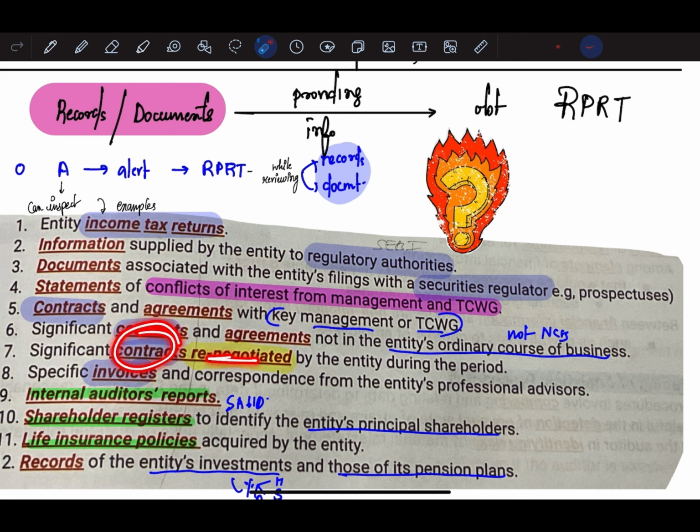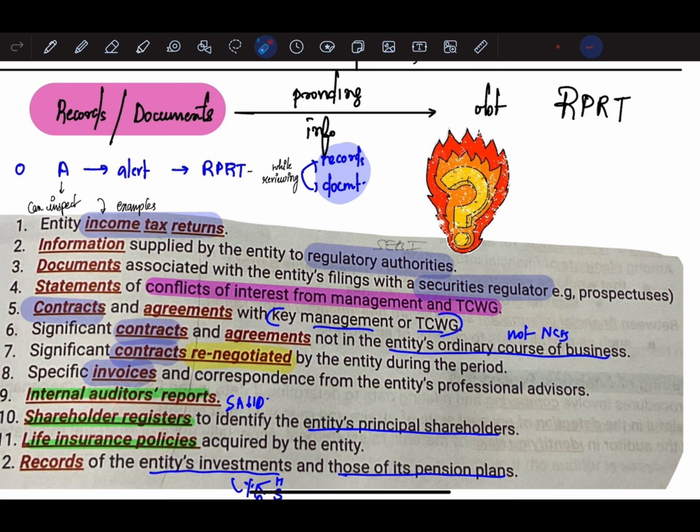Significant contracts renegotiated by the entity. So are there any contracts which have been renegotiated during the period? Those kinds of significant contracts. Next, specific invoices and correspondence from the entity's professional advisors. So if the entity's professional advisors are giving any specific invoices and correspondence, then those documents. Next, we have the internal auditor's report, SA 610, the report given by the internal auditor.